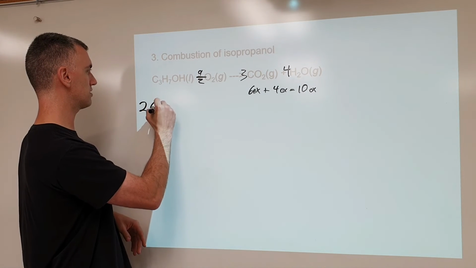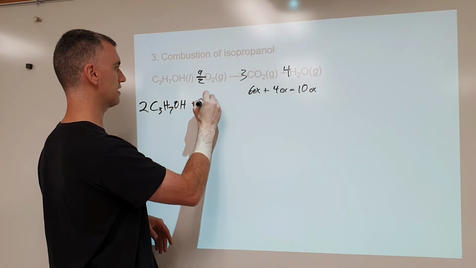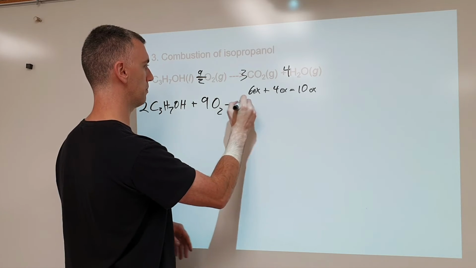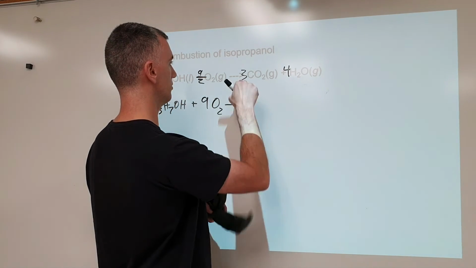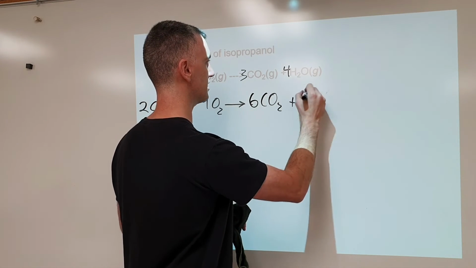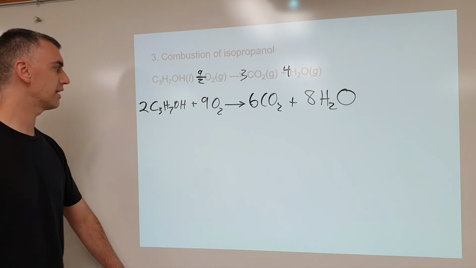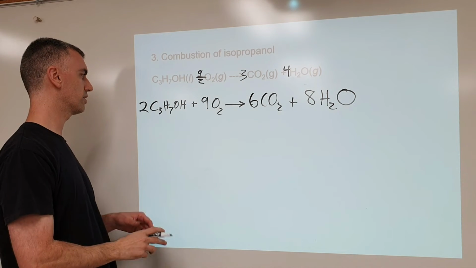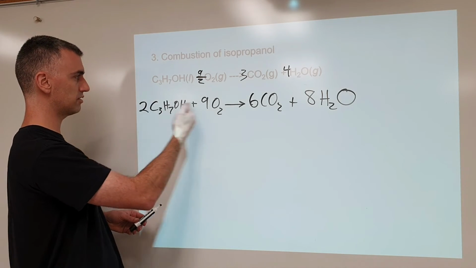So 2C3H7OH plus 9O2 makes, don't forget, multiply this by 2 too, 6CO2 plus 8H2O. So when we do that, what we can check for is to make sure, did that balance right? Because again, this is the result of multiplying everything by 2.